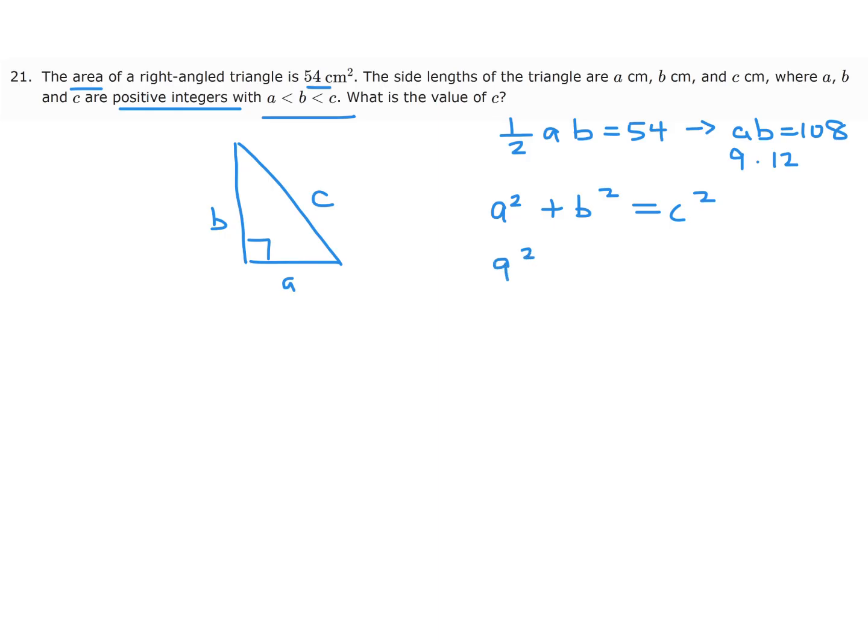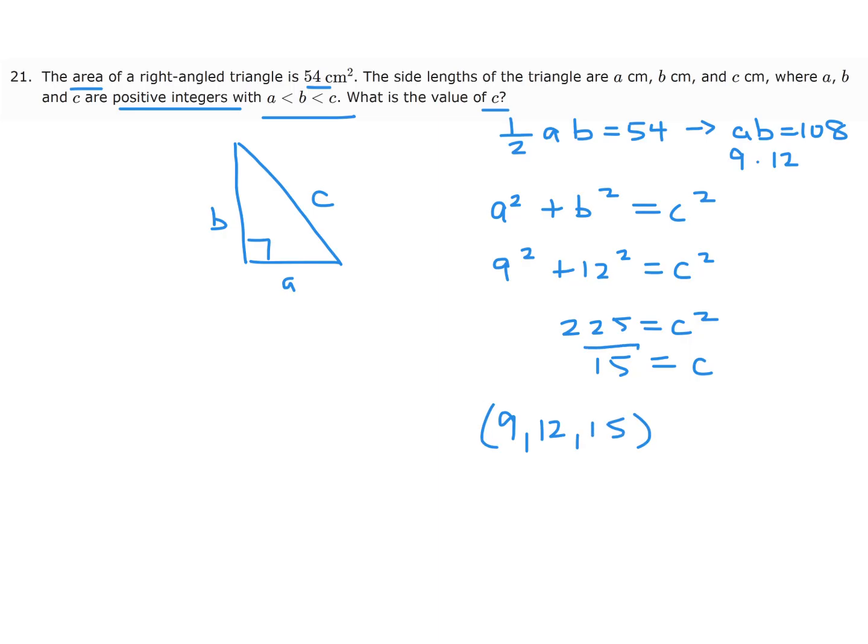So we have 9 squared plus 12 squared is C squared. And our hope is that we're going to get a Pythagorean triple. And indeed we do, because 225 is therefore equal to C squared, and C is equal to 15. And 9, 12, 15 is indeed a Pythagorean triple. What do they want? The value of C. Well, that would be 15.